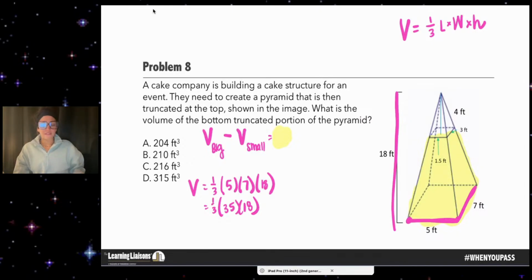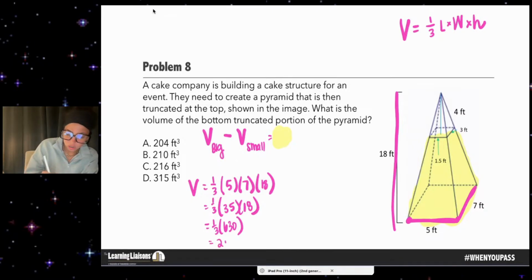A question you might have is, what if I don't know what the volume formula is? Fear not, no worries. If you're solving this kind of problem, you probably have some sort of reference sheet that allows you to understand that. 35 times 18 equals 630. And 630 times 1/3, or divided by 3, same thing, equals 210 feet cubed.